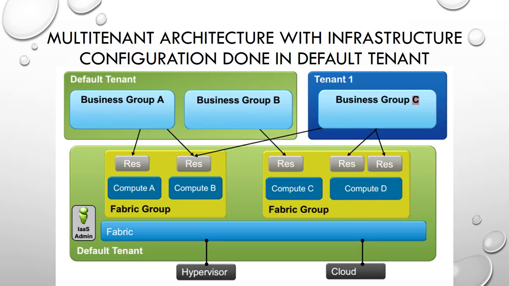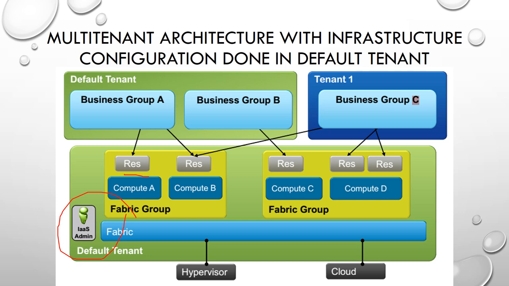The next way to have a tenant design is a multi-tenant architecture with infrastructure configuration done in default tenant. This design is well suited for medium and big enterprises, where all infrastructure is centrally managed by IS administrator and fabric administrator in the default tenant. The shared infrastructure resources are assigned to the users in each tenant by using reservations.